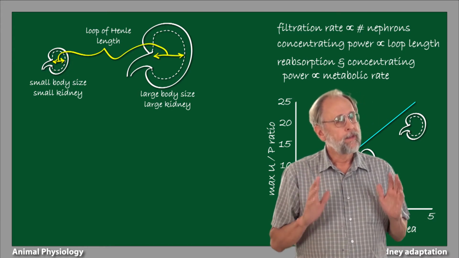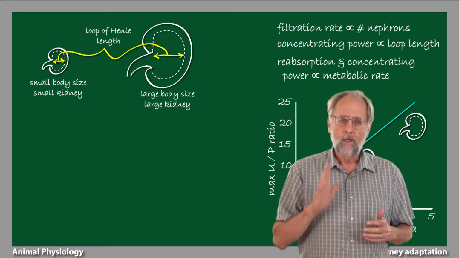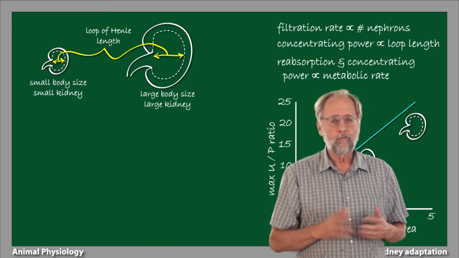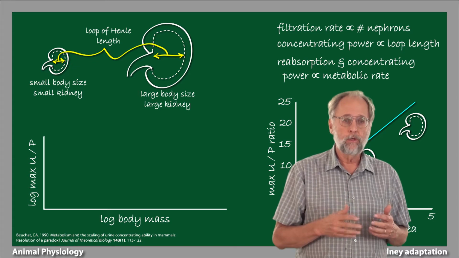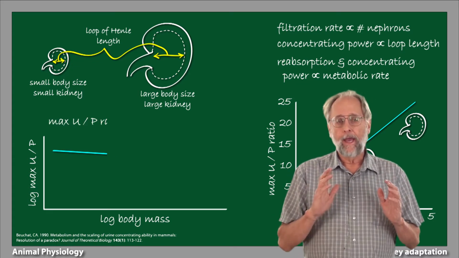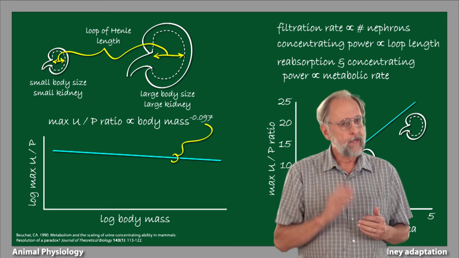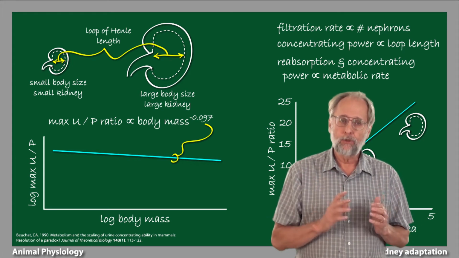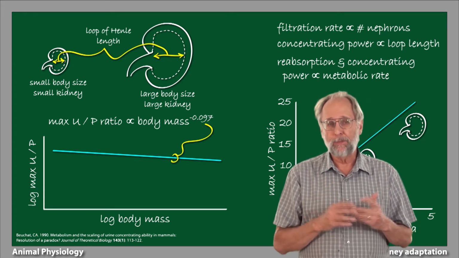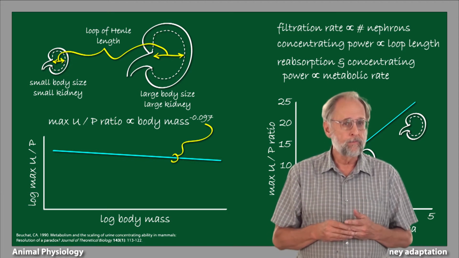But in fact, the opposite is true. Concentrating ability of the kidney, as measured by the maximum urine over plasma ratio, actually declines with increasing body size. In fact, concentrating ability scales with body mass to an exponent just below minus 0.1.